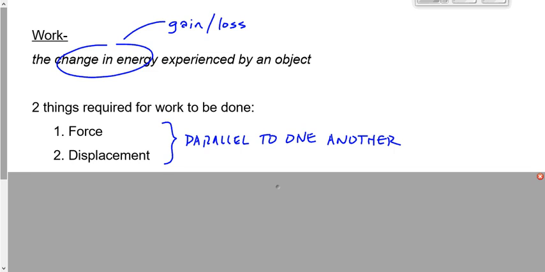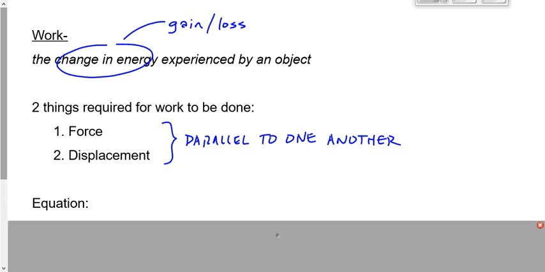If I apply a force on it horizontally, I'm going to cause that curling rock to either speed up or slow down. In other words, to change its energy. So if I apply a force parallel to its motion, I change its energy. If I apply a force perpendicular to its motion, I don't change its energy. The curling rock just keeps going as if it was not having a force applied on it. So the force needs to be parallel to the displacement.